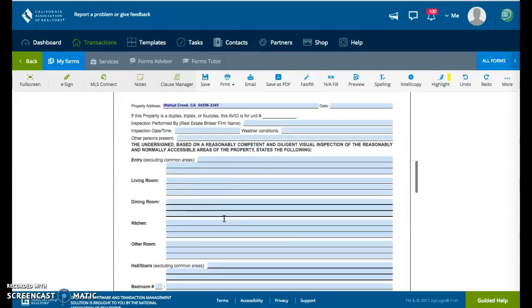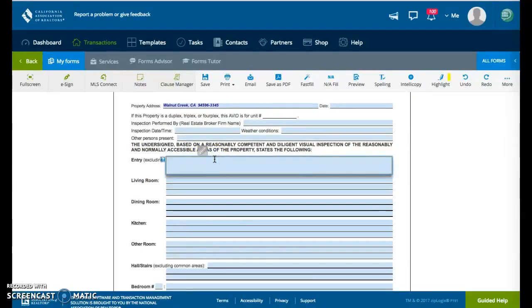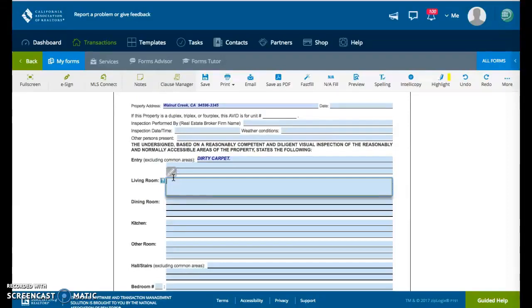And here's where we just go and drill into things that we've seen. Entryway, maybe dirty carpet. And this is just hypothetical. Living room. We could say what happens in the living room. I don't know. Fireplace. Carpet worn in front of fireplace.